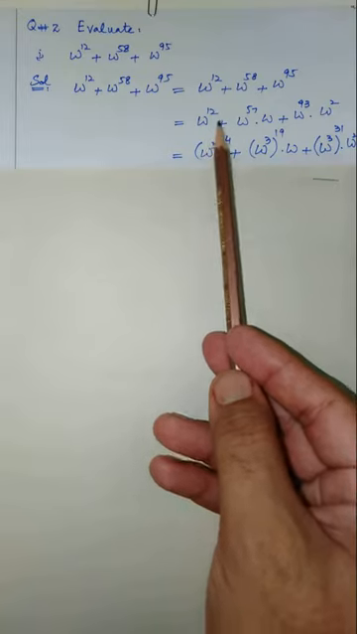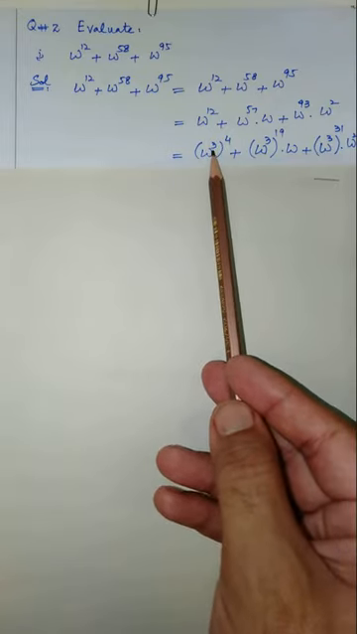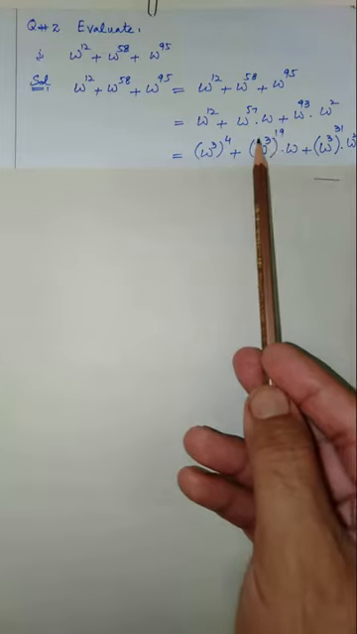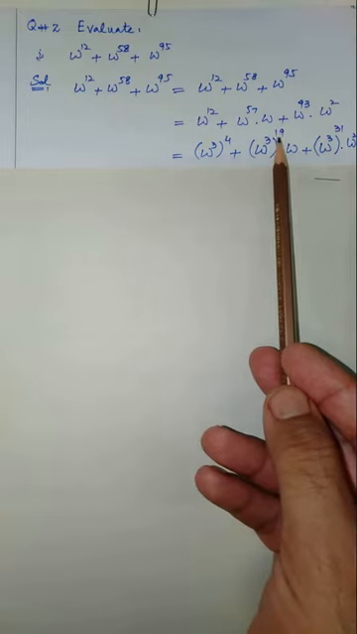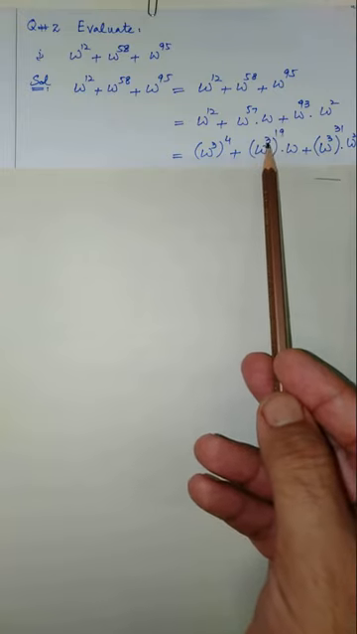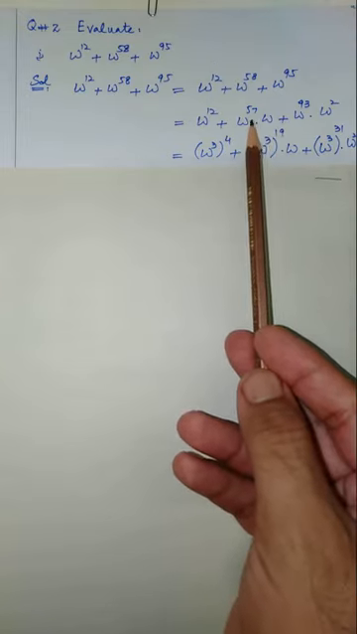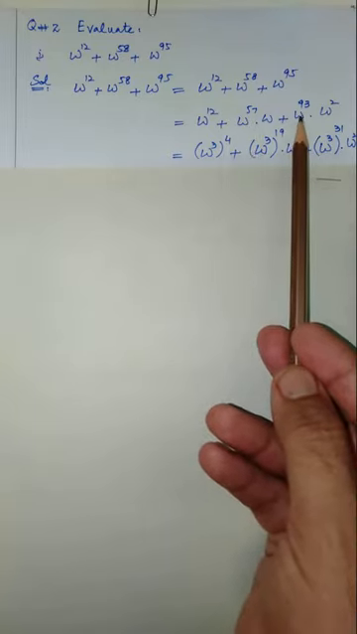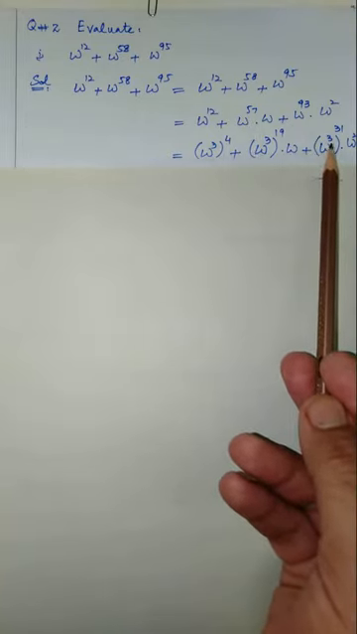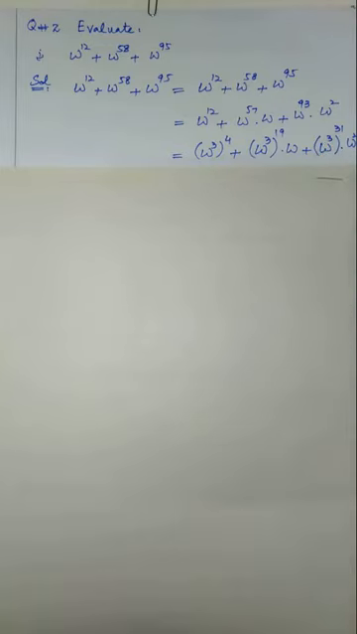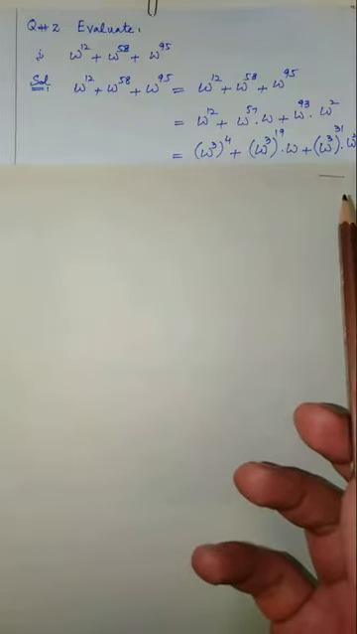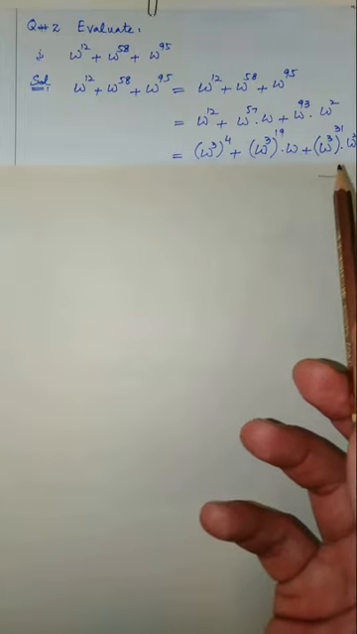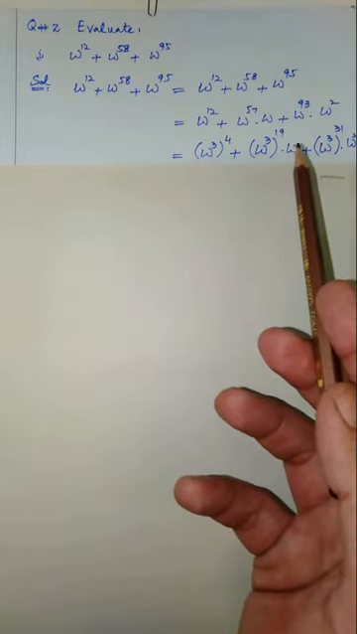So omega 12 is equal to omega 3 into 4, which is 4 3s are 12. And this omega 57 is equal to omega 3 into 19, which when we multiply 3 with 19 is equal to 57, omega as it is. Omega 93 is equal to omega 3 into 31. So this is equal to omega, and when we multiply 31 with 3, this is equal to 93.